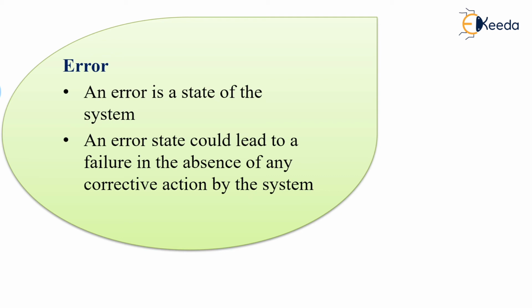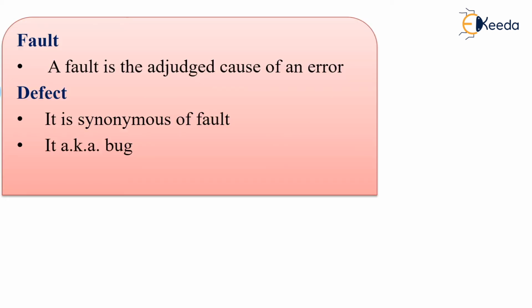But when an error is found by a tester, what is it? It is a defect. Of course, the defect is the same as a fault. A fault can be another cause of an error, or the same cause of an error, a fault in the system, we say. So it is the same as a defect, same meaning. And what is the defect?